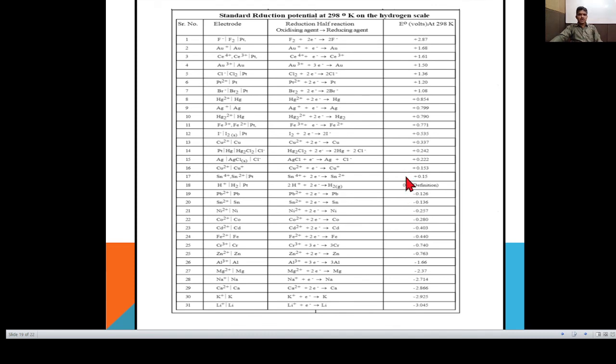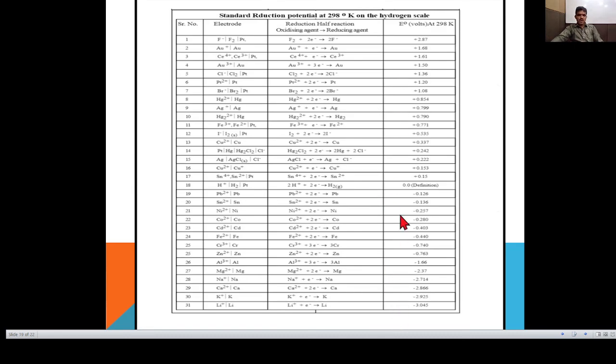Fourth, above the hydrogen electrode, positive potential increases. Below the hydrogen electrode, negative potential increases. Now you know that oxidizing agents are placed on the left-hand side while reducing agents are on the right-hand side. You know the cathode has positive potential. That means at the cathode, a reduction reaction takes place, so it acts as an oxidizing agent. That means the strength of the oxidizing agent increases from bottom to top. That means the strongest oxidizing agent is at the top of the EMF series.